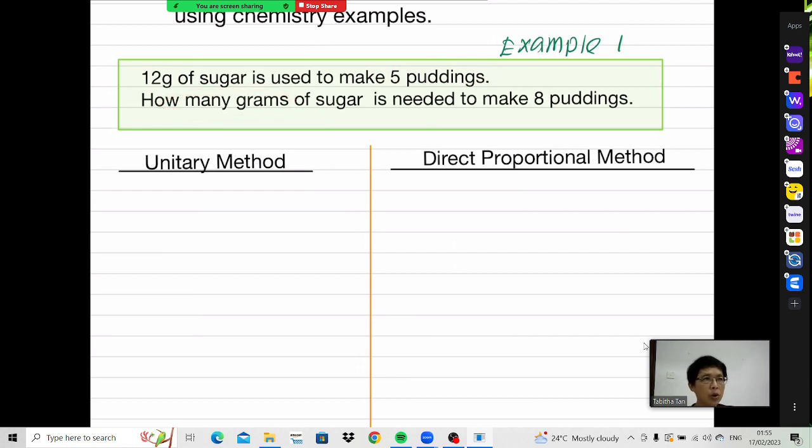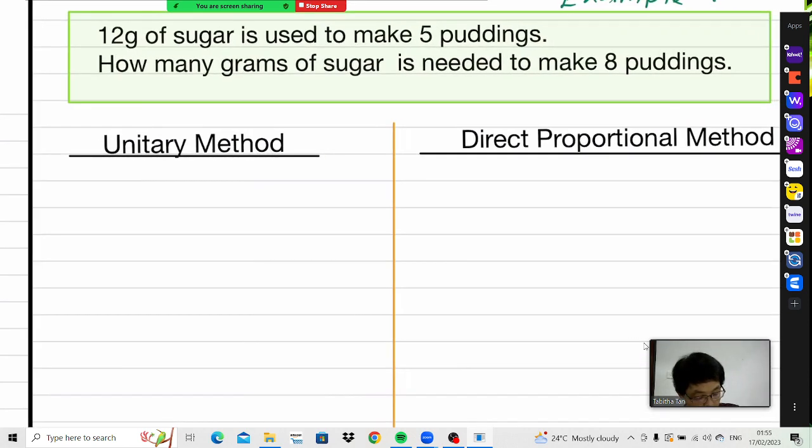First we want to find, in order to make 1 pudding, how much sugar do you need? You just use some very common idea. So 1 pudding requires how many? We're going to take 12 divided by 5 puddings. As straightforward as it is.